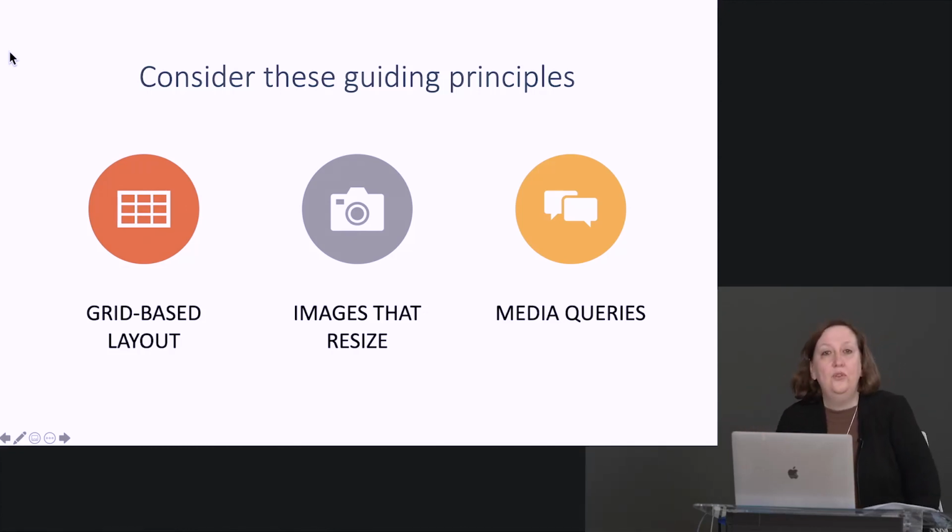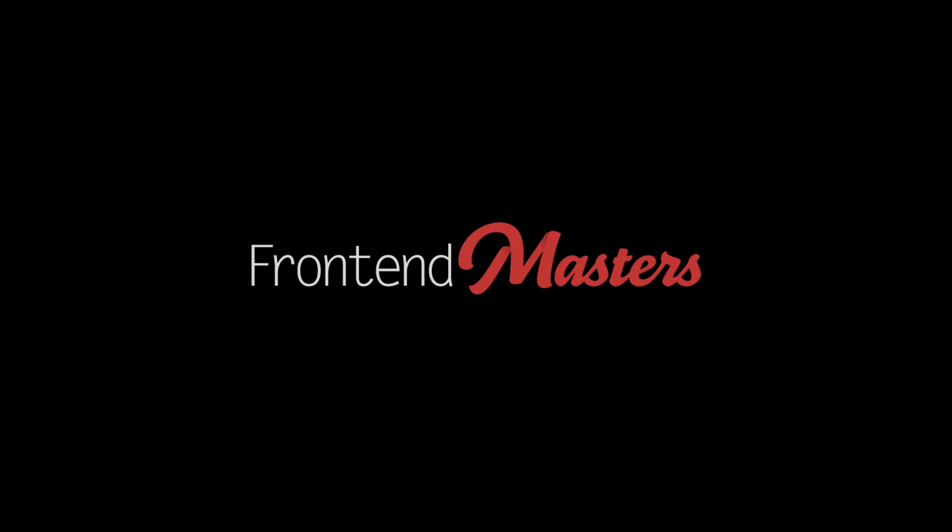So as you move forward working on responsive design, keep in mind these guiding principles of the grid-based layout, the images that resize, and the media queries as something that are going to define what responsive design is, define what responsive layouts are, but you don't have to strictly adhere to them the way Ethan Marcotte described them 11 years ago at this point in time.